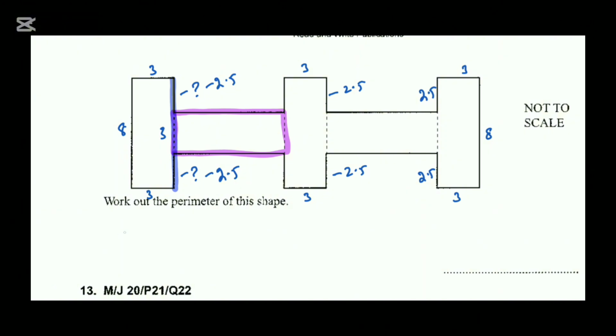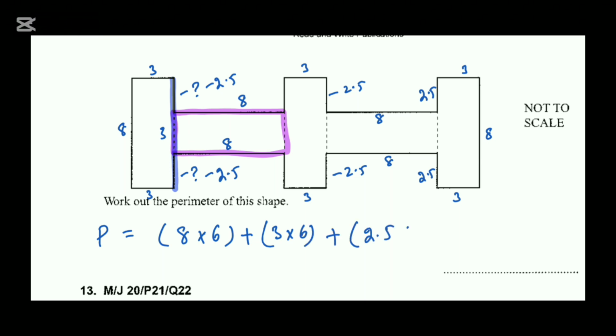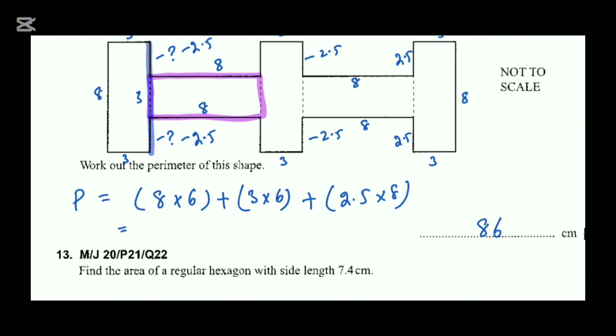So now what we will do? Perimeter is the sum of all the sides. P is equal to 8. How many sides of 8 centimeter are there? This is also 8, 8, 8, 8. These are the widths. So 1, 2, 3, 4, 5, 6: 6 times 8, plus how many 3s are there? 1, 2, 3, 4, 5, 6: 6 times 3, plus how many 2.5? 8: 2.5 multiplied by 8. This is the way how you will find the perimeter. So 86 will be your answer.